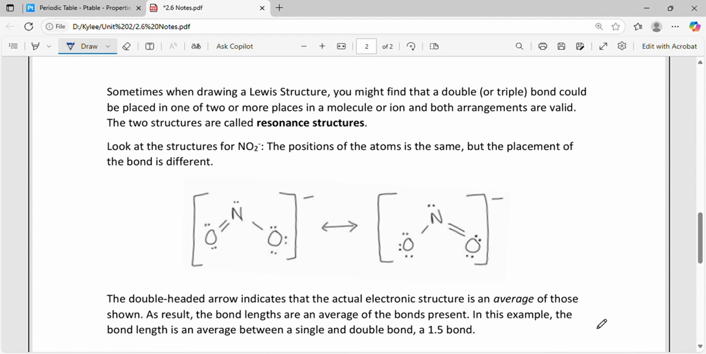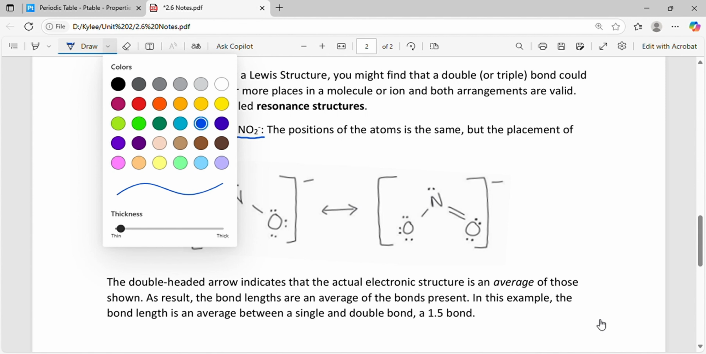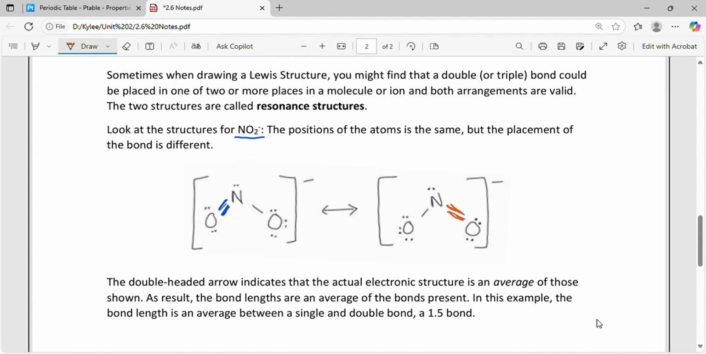The second part of 2.6 has to do with something called a resonance structure. And a resonance structure is where we can draw the location of a double bond or triple bond in different positions. So here in this example for the nitrite ion, NO2 -1, on the left, we can see that the double bond is here on the left side of the atom. But on the one on the right, we can see that our double bond appears to the right-hand side.